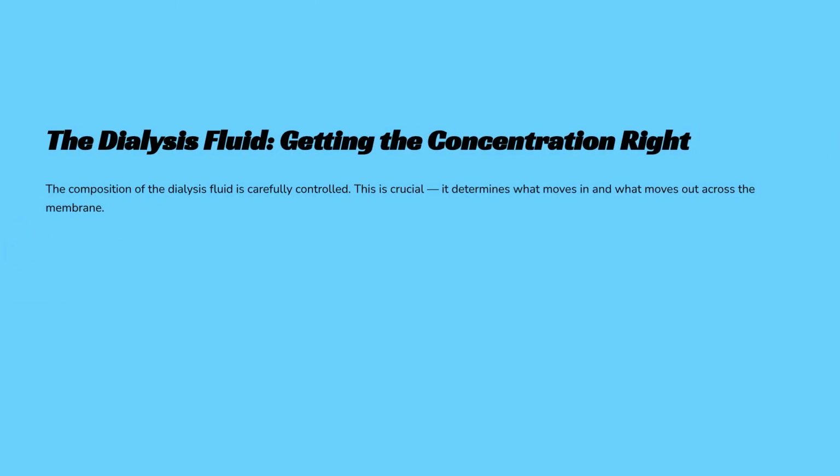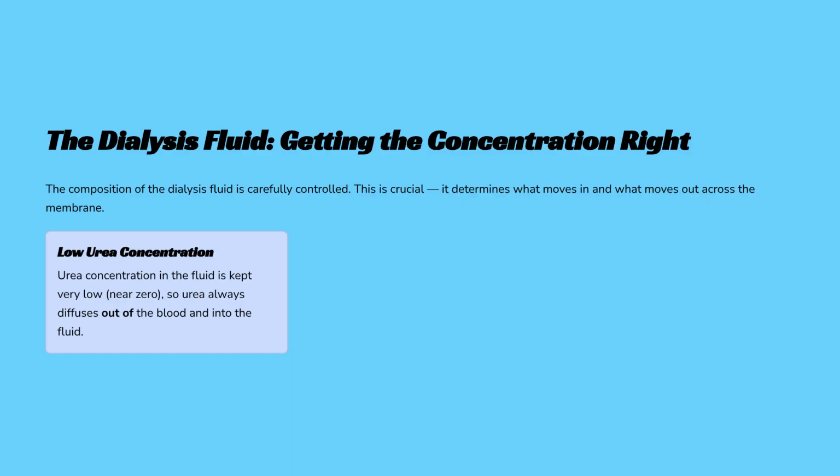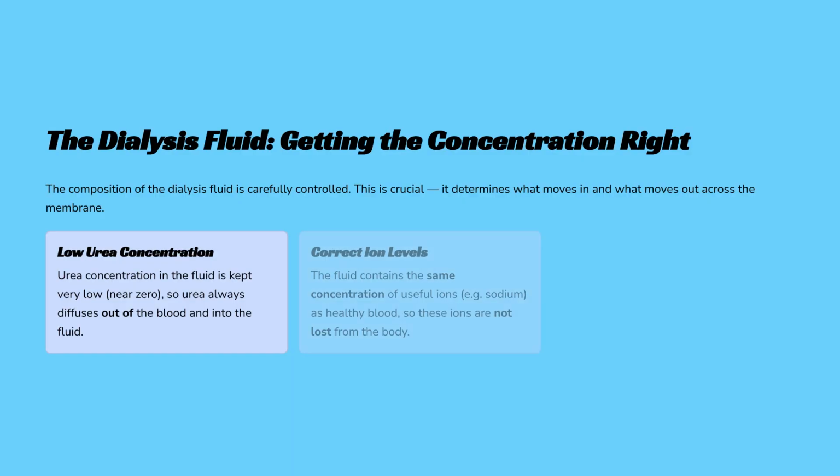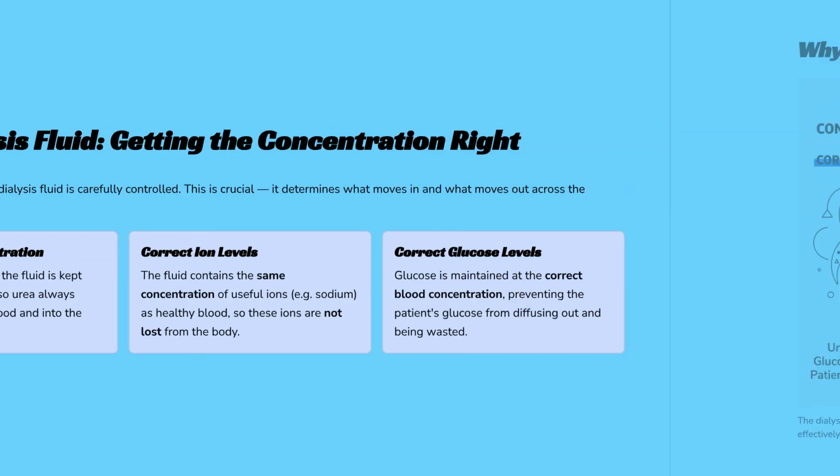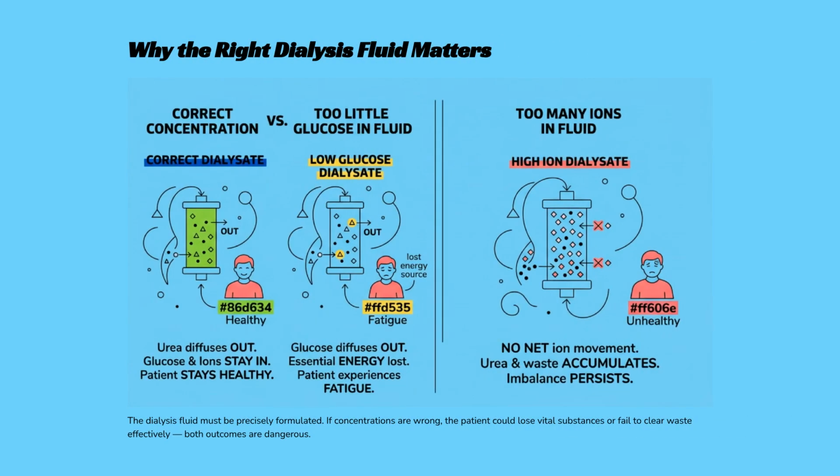The dialysis fluid's composition is carefully controlled. Low urea concentration ensures urea diffuses out. Ion levels match healthy blood, so essential ions are not lost. Correct glucose levels prevent glucose from diffusing out and being wasted. The right dialysis fluid matters immensely.